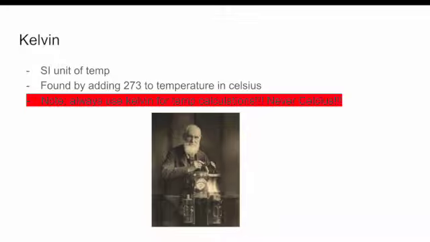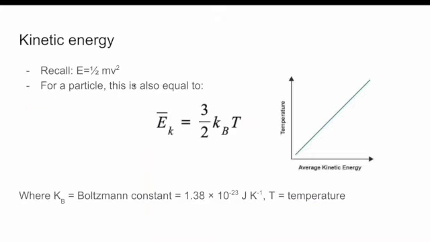So now let's look at Kelvin. This is basically a way to measure temperature. It's the standard unit for temperature, and it's the unit that we always use in calculations in IB physics. We never use Celsius, only Kelvin. And it was invented by this guy, Lord Kelvin. It's basically just found by adding 273 to the temperature in Celsius. So usually they'll give you the temperature in Celsius to trick you. All you need to do is add 273 to that.